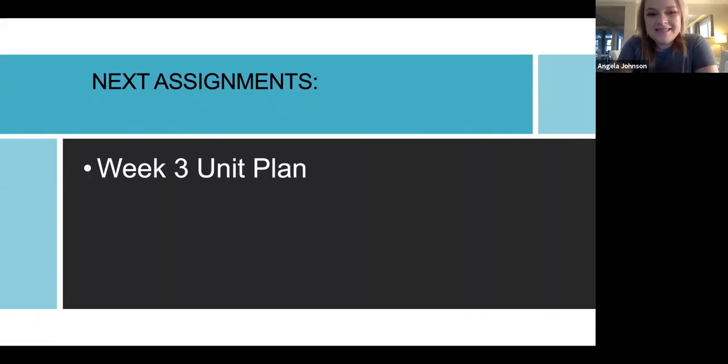We have next assignments. We have week 3 unit plans coming up. Remember, for that unit plan, you're not to create something new with a different topic. You are to continue week 1's plan, 2, and now it's week 3 already. So you're going to continue with the same idea. And it's going to be great because you're going to tie everything together when you finish week 4.